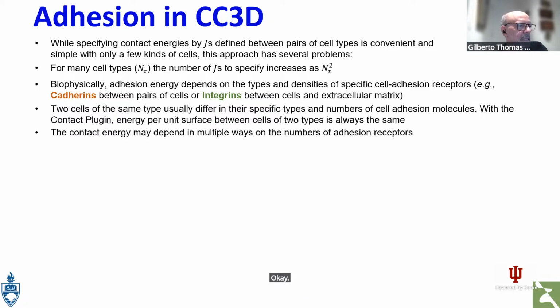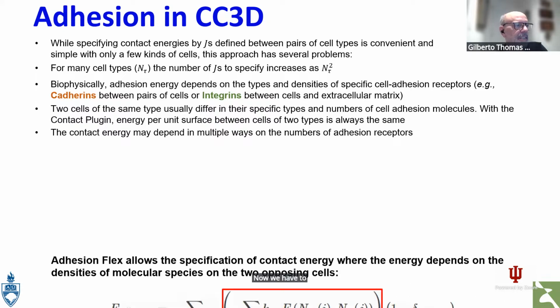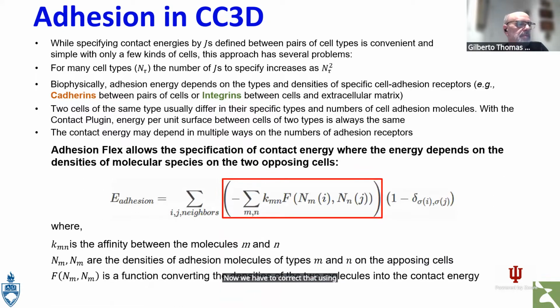And now we have to correct that using this expression. See, the red square here is the J now. But we are entering how J is built.